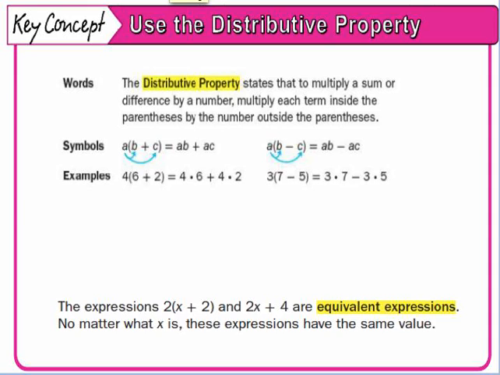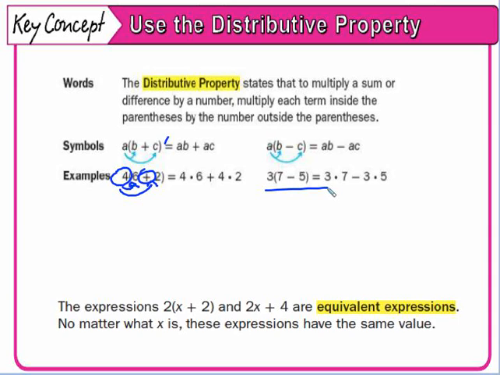Like we said yesterday, the distributive property states that to multiply a sum or a difference by a number, you multiply each term inside the parentheses by the number outside of the parentheses. As we said yesterday, in the case of 4 times the quantity 6 plus 2, I multiply 4 by 6 and by 2, and I retain that addition sign. Same for subtraction. And we got a lot of practice with that yesterday. Today we're going to be applying it to terms that contain variables.